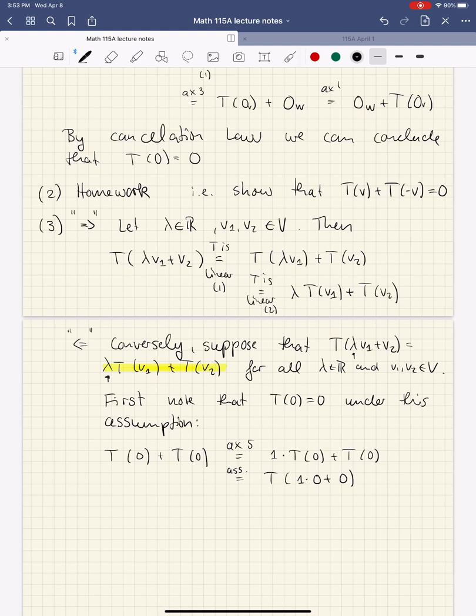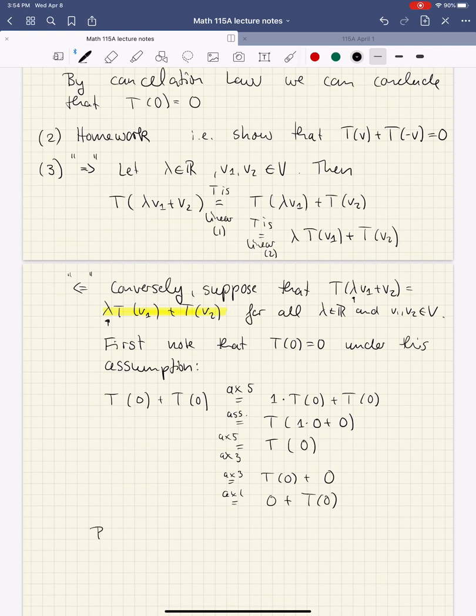Now, let's use axiom 5 and axiom 3 at the same time. Axiom 5 tells you that 1 times 0 is 0, and axiom 3 tells you that if you add 0, this doesn't change anything. Now we're doing axiom 3 again outside for W. And then we do axiom 1 to switch them around. And then by cancellation law, we can conclude.